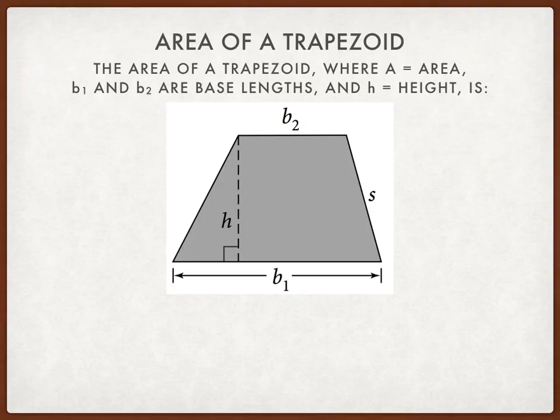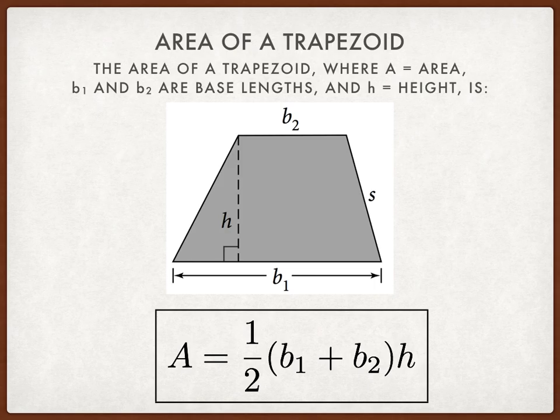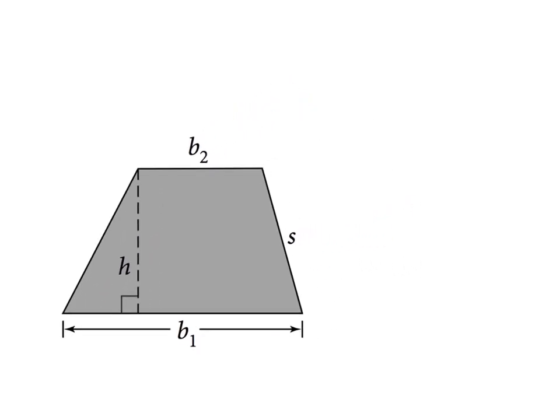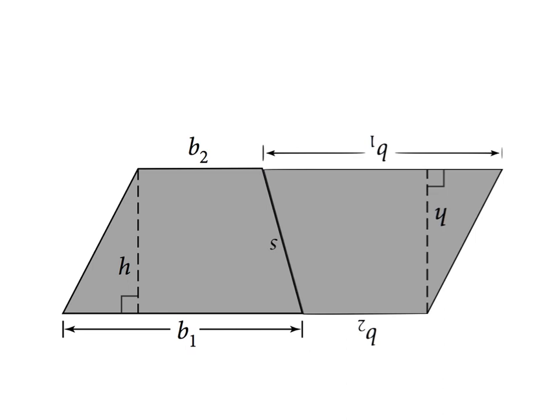Next, the area for a trapezoid: the area is 1/2 times the sum of the bases, b1 plus b2, times the height. So let's talk again. Where does this one come from? If you take a trapezoid and double it, you create a parallelogram. Well, we only want half of the parallelogram. The dimensions there would be the sum of the bases, b1 plus b2, times the height, and then cut it in half.